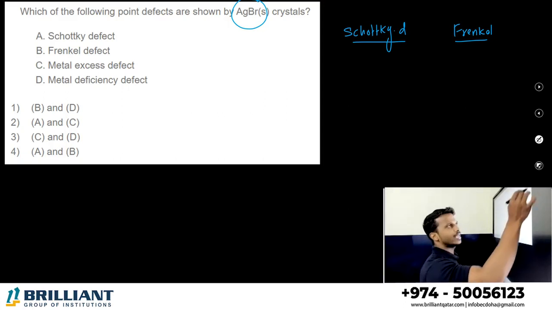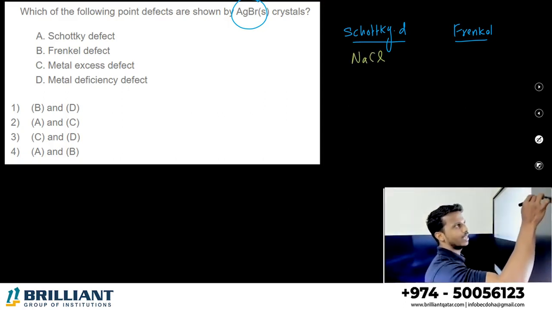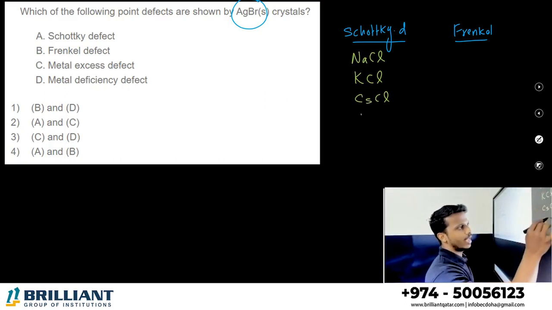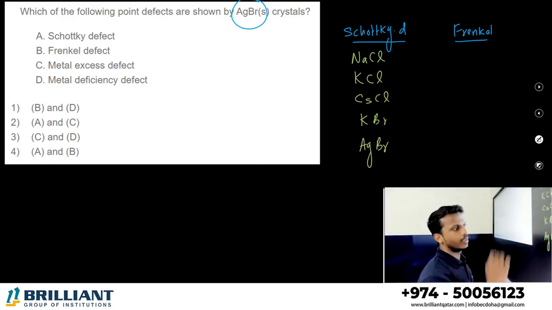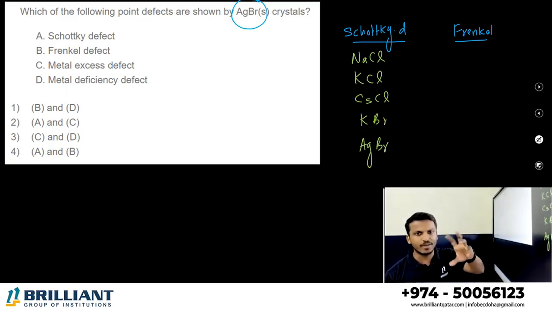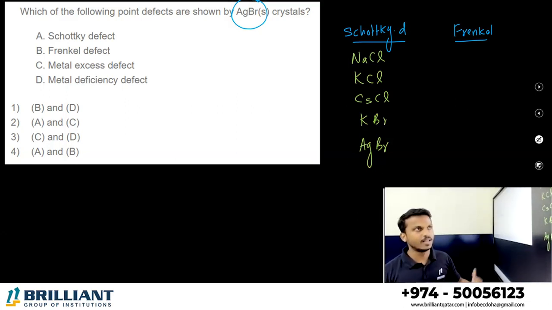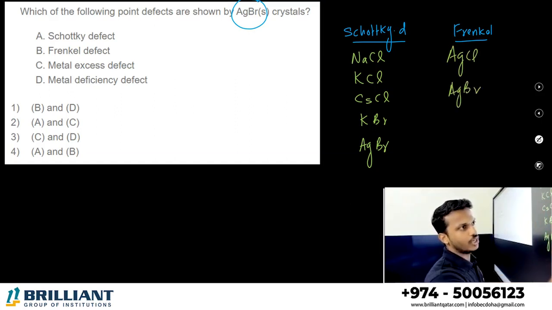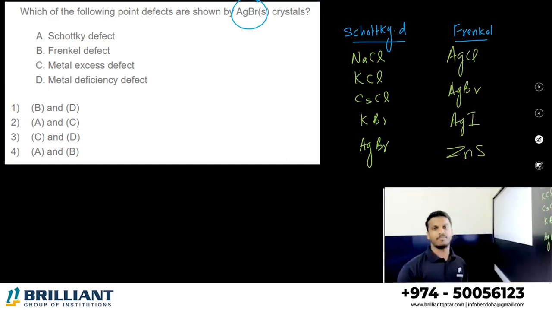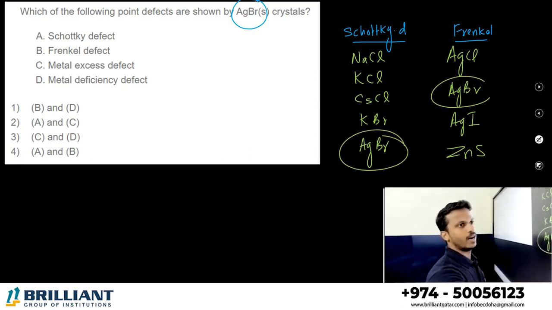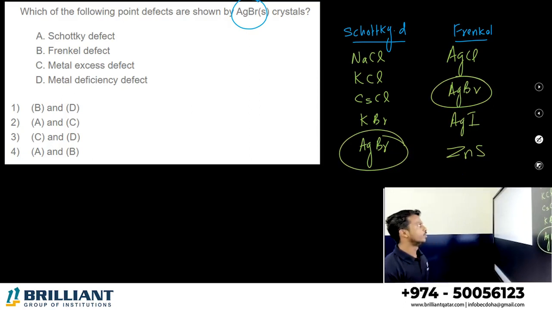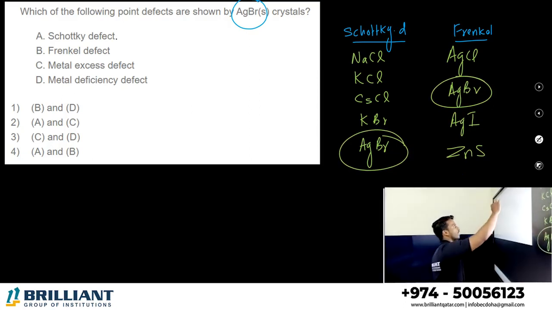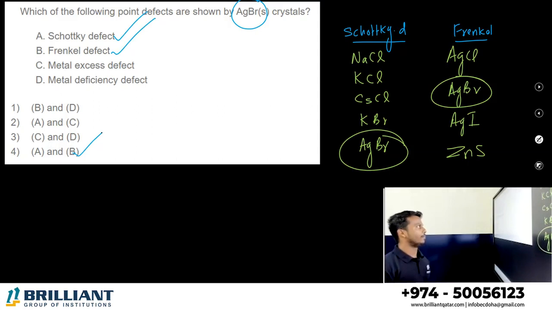Schottky defect examples are mostly alkali metal halides: NaCl, KCl, cesium chloride, KBr, and one example, AgBr. Frenkel defect means the cation and anion have a very large difference in size. It is mostly seen in silver compounds like AgCl, AgBr, AgI, and one extra example, zinc sulfide. You can see that between Schottky and Frenkel defects, only one example is common, that is AgBr. AgBr can show both defects. So the point defects shown by AgBr are Schottky and Frenkel, options A and B. Option 4 is the correct answer.